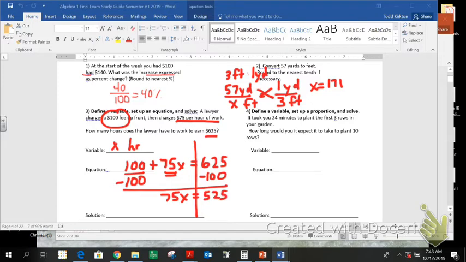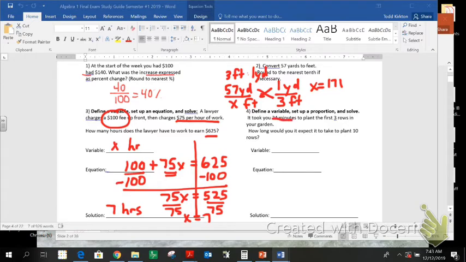So 525 divided by 75 gets you the number of hours. So x equals 7. So the answer would be 7 hours. Depending on the problem, you might have to think about how you round or what your answer looks like.